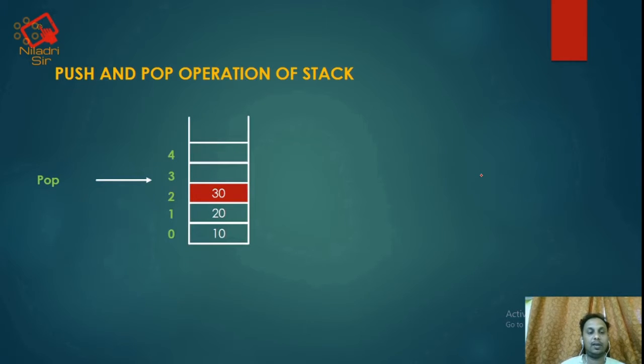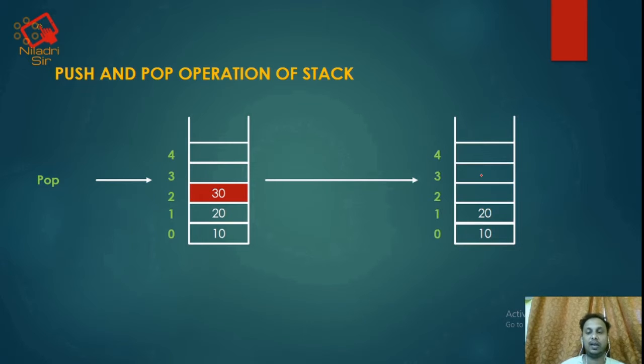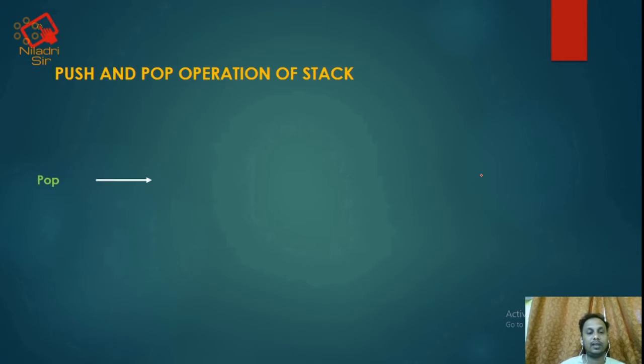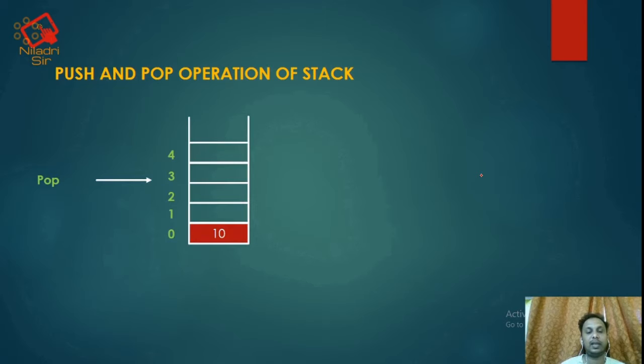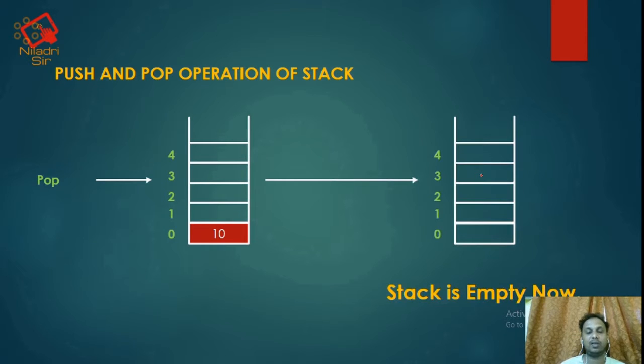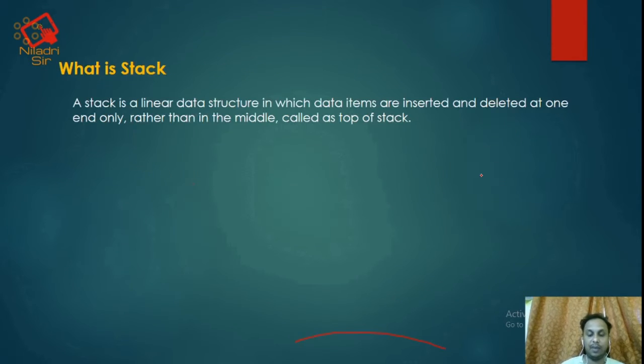Next, the top of the element is 30, so we will delete 30. Next, the top of the element is 10, we will delete 10. The stack is now empty. Now we cannot do the pop operation right now. This is called the underflow condition. So I'm repeating once again.